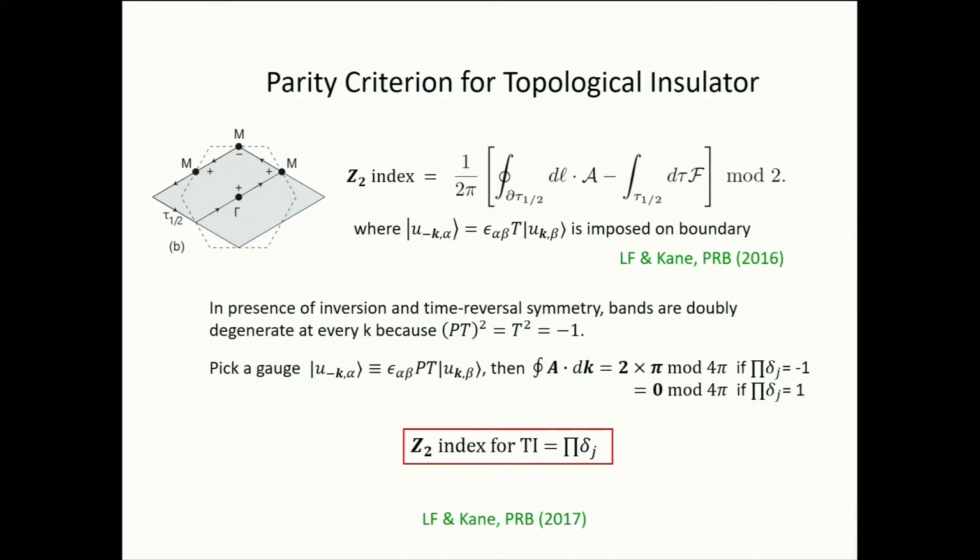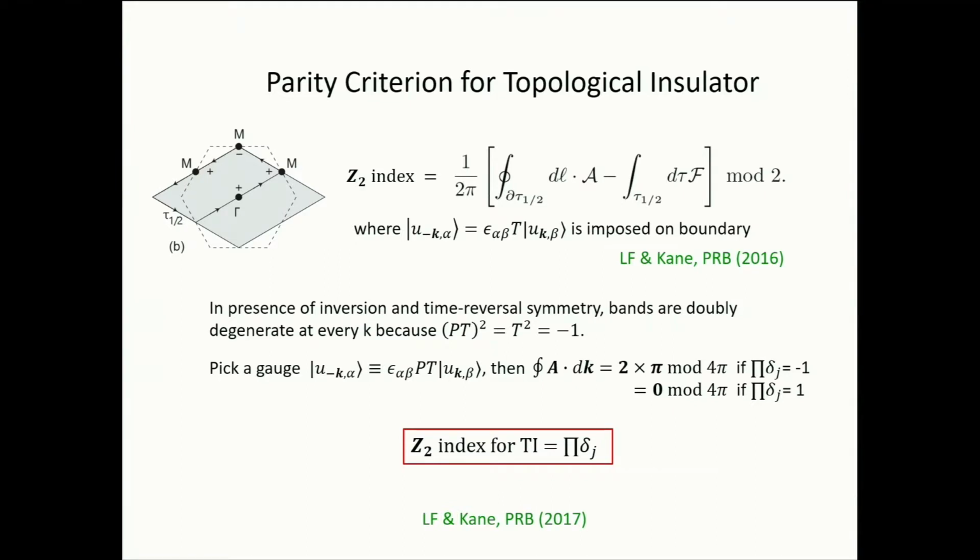This should be a plus sign. So we choose a gauge where, at momentum k, we divide the bands into two groups, and one you can think of as spin up states, and the other is like spin down states obtained by acting the PT operator on the spin up states. Okay. So once you choose this gauge, then just like what we heard this morning, the integral of Berry curvature along a closed path now becomes equal to pi mod 2 pi.